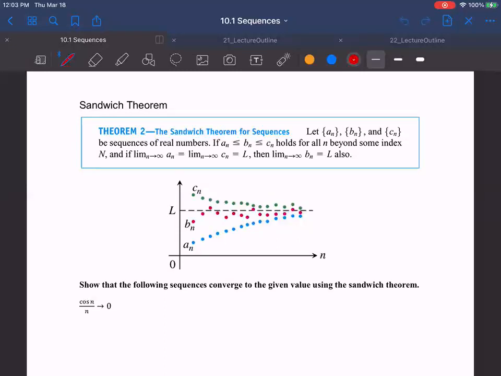All right, so let's try one right here. So we have cosine n over n.